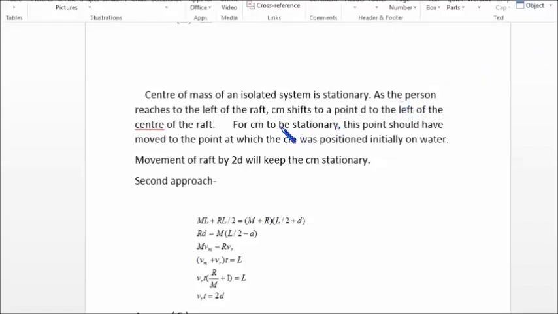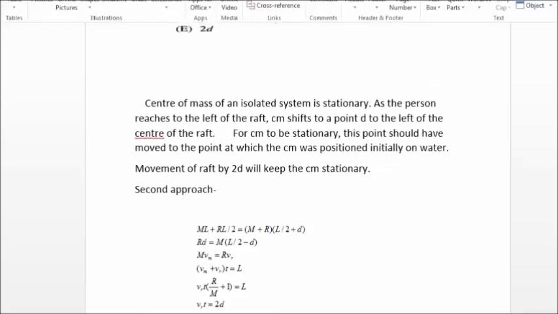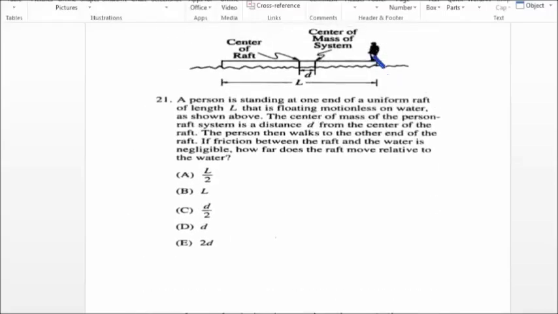So as the person reaches the left of the raft, the center of mass shifts to a point d to the left of the center of the raft. That is, as the person moves from this end to this end, the center of mass will be at this point, d from the center towards this side. But if the center of mass has to be stationary, then this point should have moved here. That means the raft should have moved a distance of 2d.